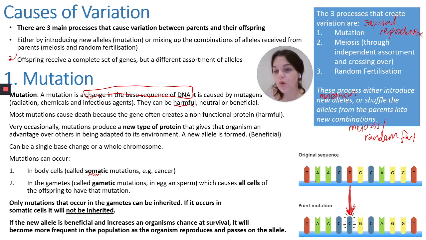Or it can occur in our other cell type, in our gametes, in our sex cells, and so we call that a gametic mutation, so an egg or sperm.